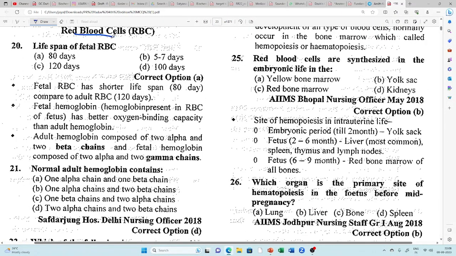Next, about RBC lifespan, a repeatedly asked question. What is the lifespan of adult RBC? That is 120 days. In fetal RBC, it is 80 days. Fetal RBC have a shorter lifespan compared to adult RBC. Fetal hemoglobin has better oxygen binding capacity than adult hemoglobin. Okay, we understand that one.